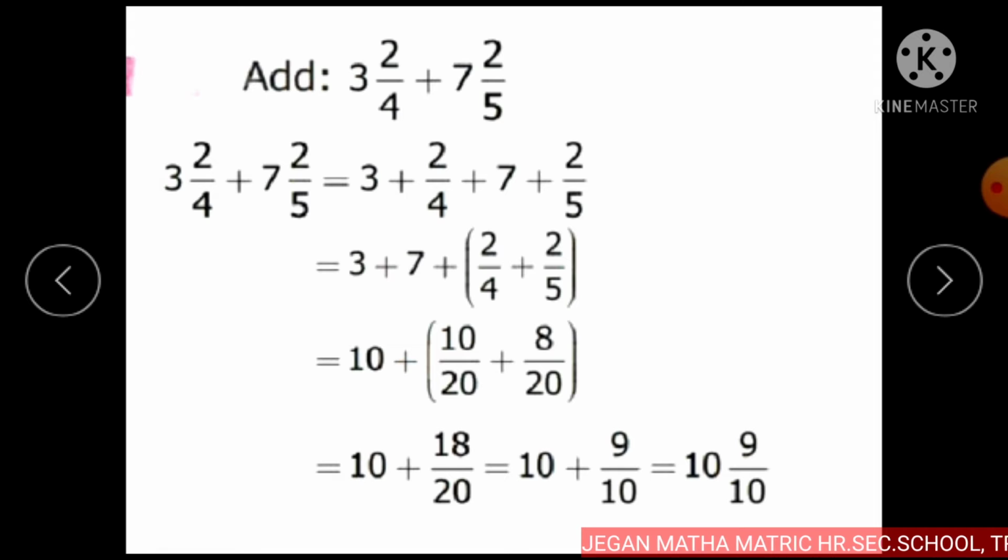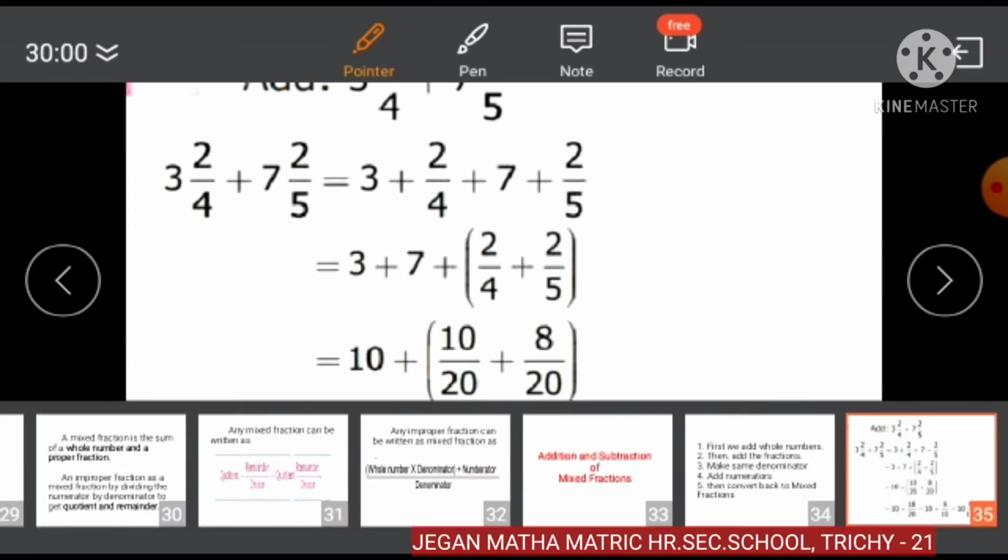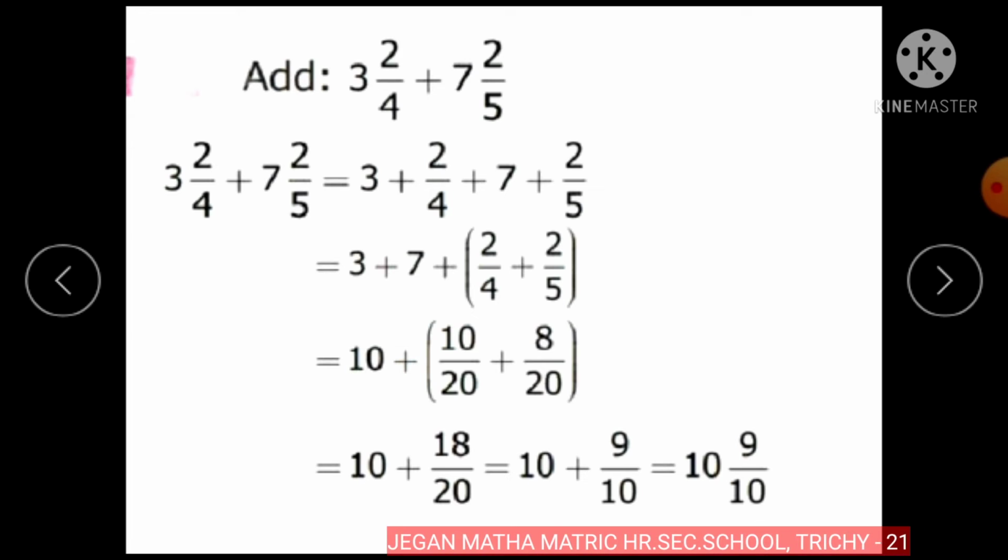Now we add the fractions with same denominator. We add numerators. 10 plus 8 gives 18. So the sum of 10 by 20 plus 8 by 20 equal to 18 by 20.